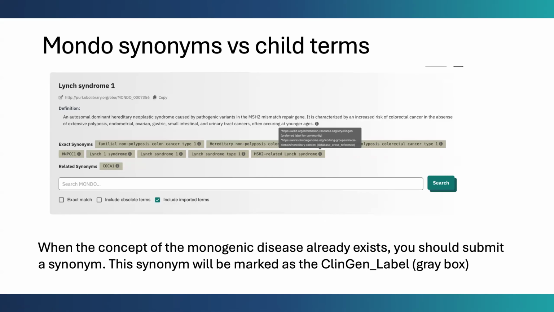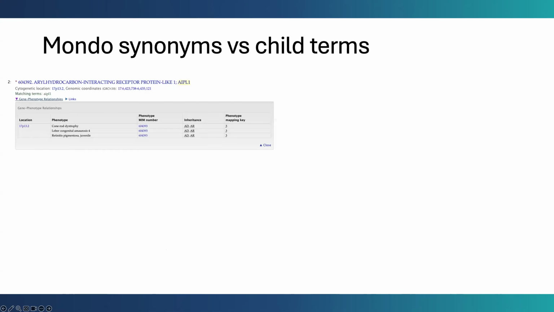So, Mondo synonyms versus child terms, to give some clarity here. Here's an example where we have Lynch syndrome, right? It has a nice definition. What you can see over here is the ClinGen label. This is where we're saying we want a different name, but we recognize this is the same gene-disease relationship that we're talking about. So MSH2 related Lynch syndrome. That goes not as a child term, but as a synonym, and you should use that Mondo ID. So again, when the concept of the Mondo disease entity already exists, you should submit a synonym, and that synonym will be marked as the ClinGen label.